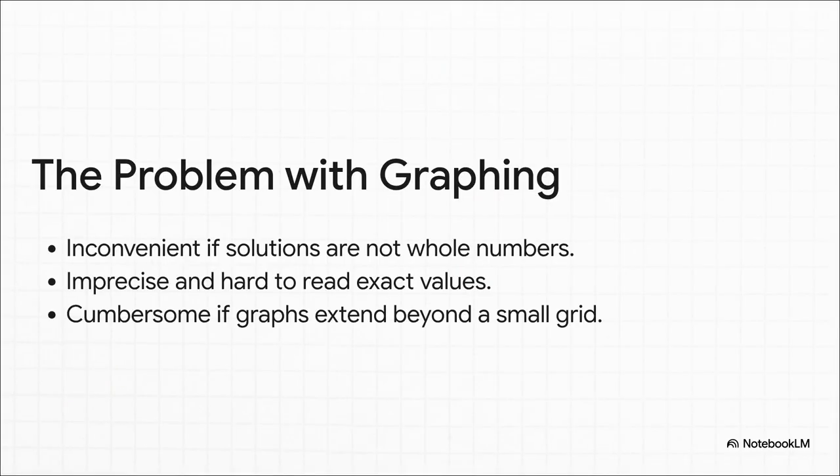But here's the catch. What happens if the lines meet at, I don't know, x equals 3.147? Suddenly, graphing becomes a huge headache. It's really imprecise, it's super hard to read exact values if they're fractions or decimals, and it just gets clumsy if the intersection point is way off the page. So, we need some more precise tools in our toolbox.